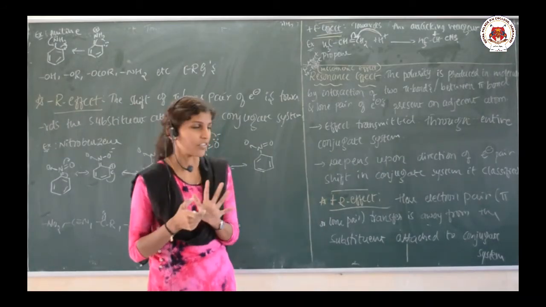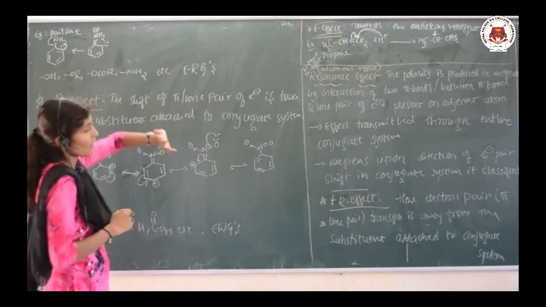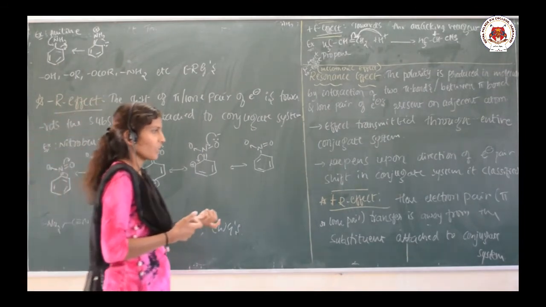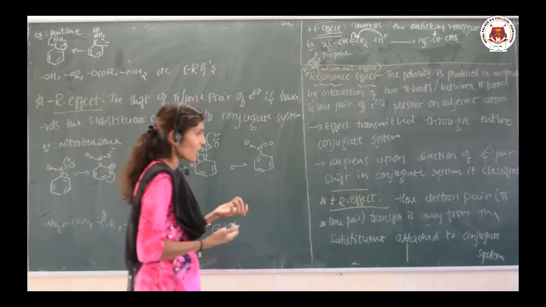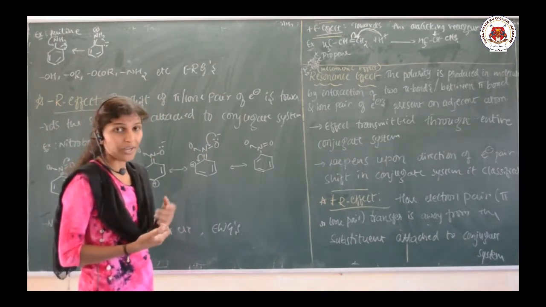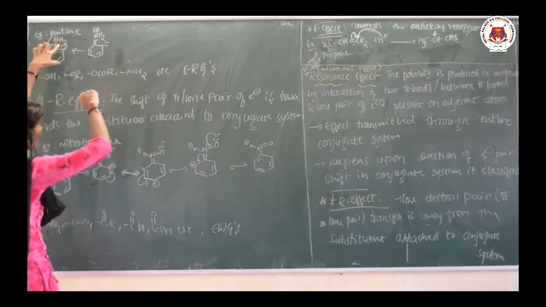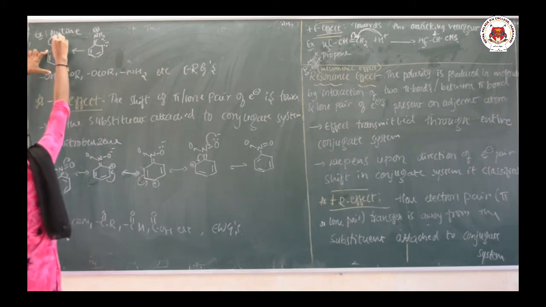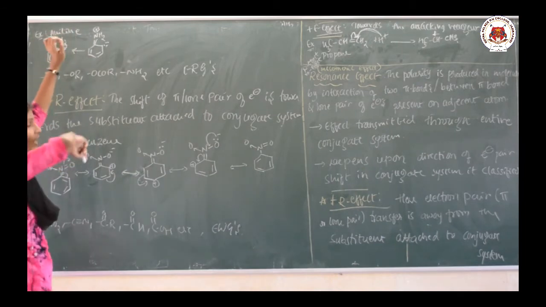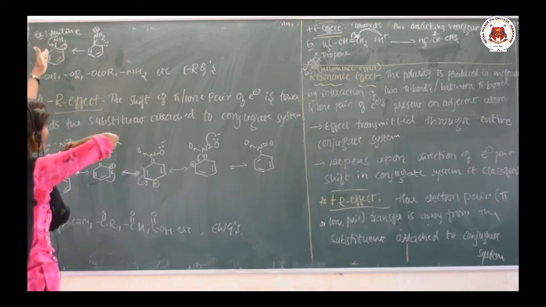So let us discuss the plus R effect example. See here, aniline shows the plus R effect. What is the plus R effect? As already said in the definition, the electron pair is transferred away from the substituent. See here, this is the substituent while this is the conjugate system. Here is the structure of aniline, and nitrogen carries a lone pair of electrons, and this lone pair is released towards this conjugate system, towards the ring.